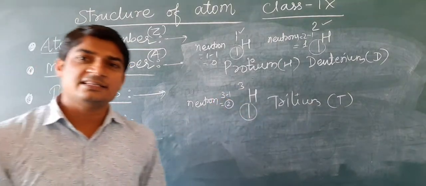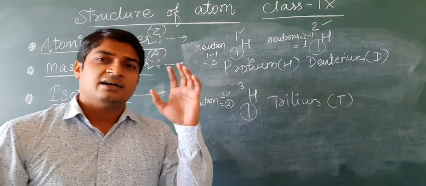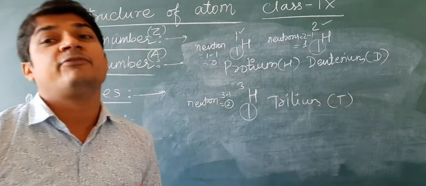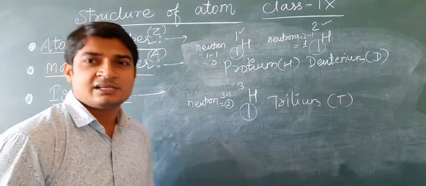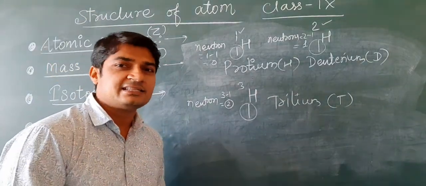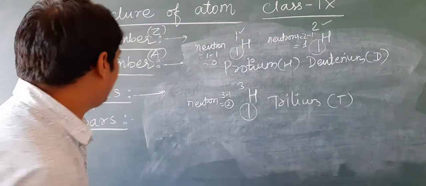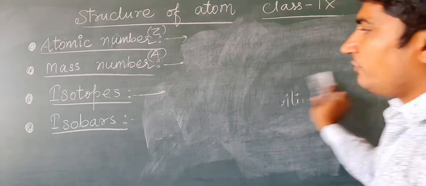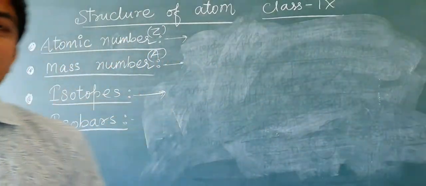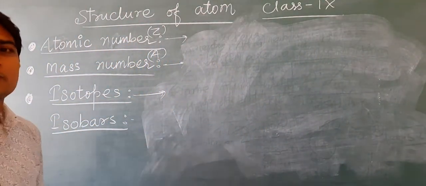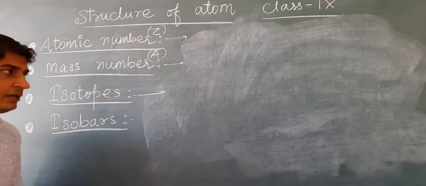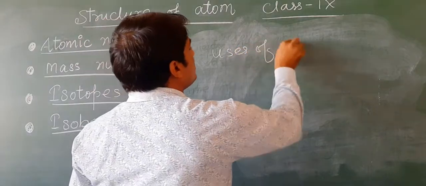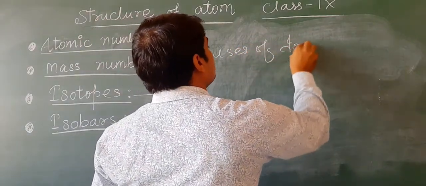So we can say another definition. If the atoms of the same element have the same number of protons but different number of neutrons, they are considered as isotopes. Okay, let us move to the uses of isotopes. Some isotopes are used in our daily life. We consider just a few uses of the isotopes.